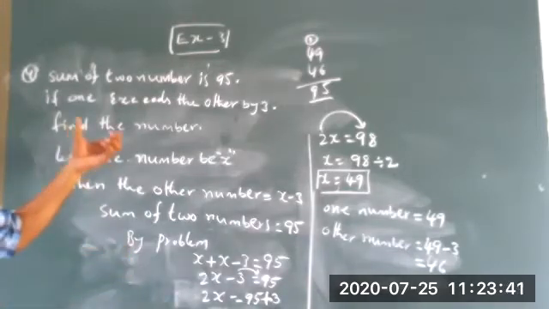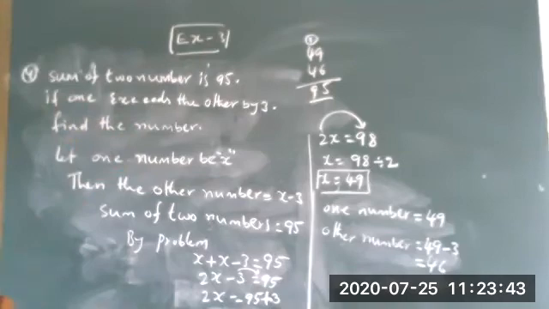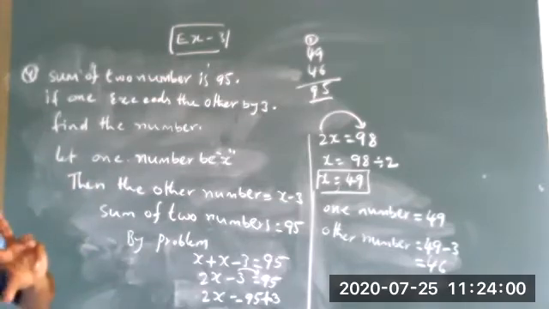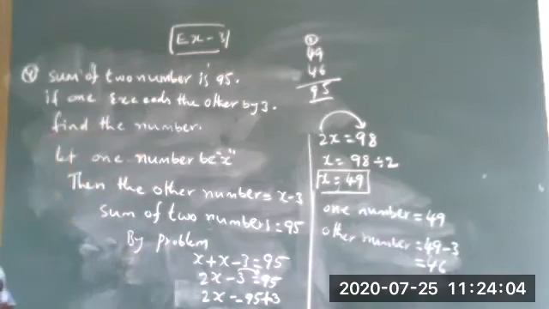That means the sum of these two numbers is equal to 95. So x plus x minus 3 equals 95, that is 2x minus 3 equals 95. Then solve for the x value. It is 49. So one number is 49. The other number is x minus 3, so 49 minus 3, how much? 46. Then add 49 plus 46. It is equal to 95. So your answer is correct.